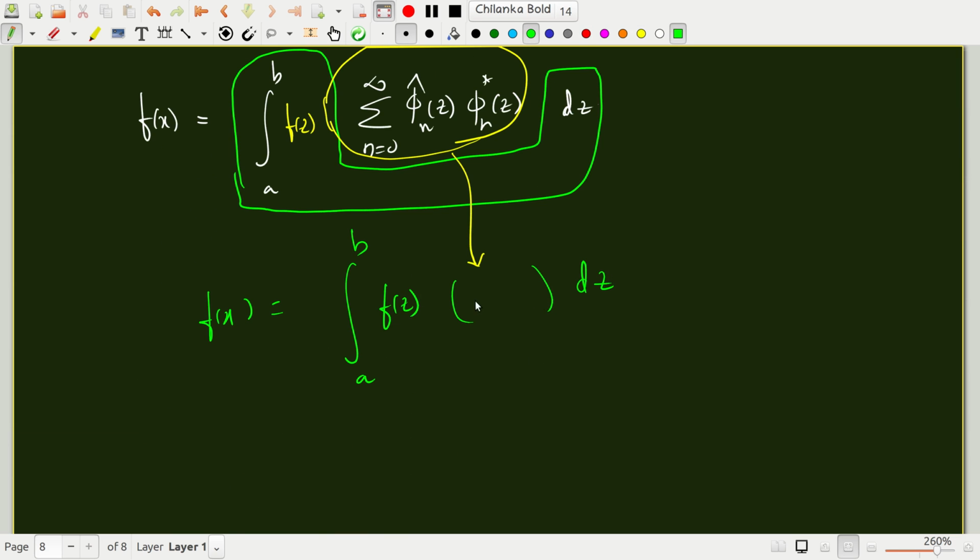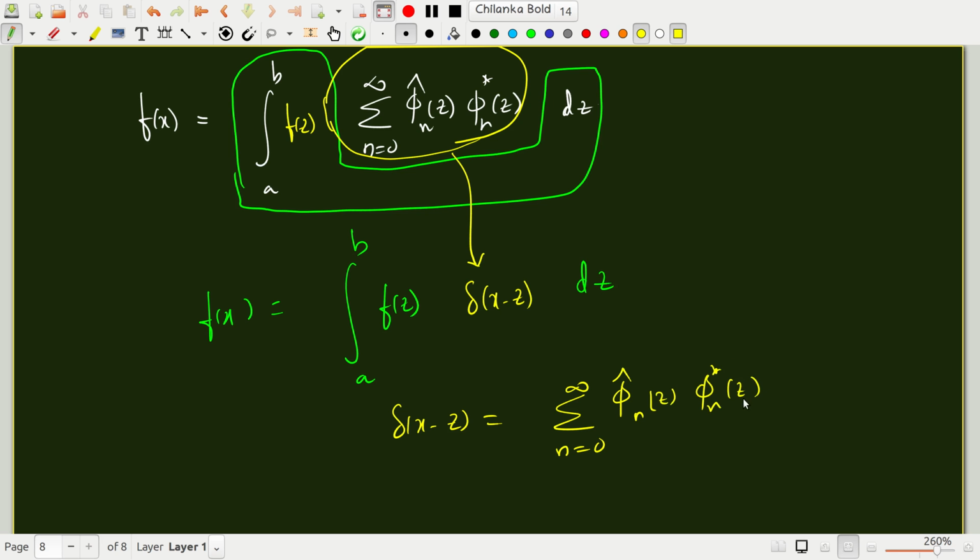Now if you recall the property of the Dirac delta function, you will know that this has to have delta of x minus z. Then if that is the case, you will have f of z delta of x minus z dz integrated over the domain gives f of x back. So that means that delta of x minus z is given by the summation phi n of z phi n star of z. Right.